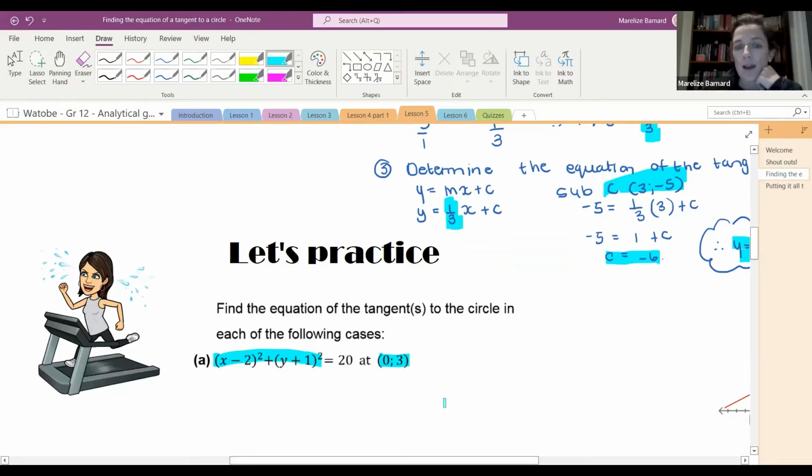So, I would suggest right now, quickly take 30 seconds and just make a rough sketch of the circle with the center and the point where the tangent is touching the circle, 0 and 3, and then draw your tangent in as well.